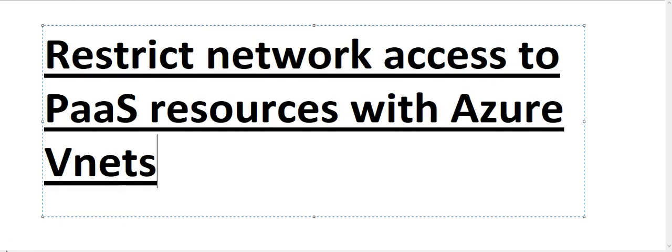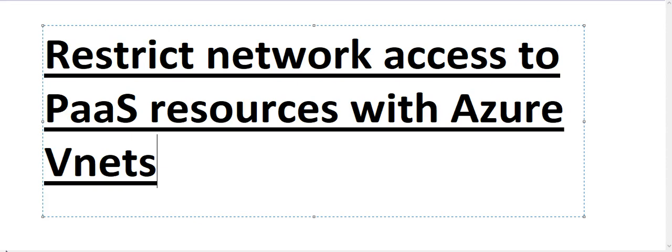This is another video for the Azure VNets series. In this video, we will see how we can restrict the network access to the PaaS resources with Azure VNets. PaaS resources can be Azure Web Apps. It can be a storage account because it's a PaaS. It can be a SQL server on Azure as well.